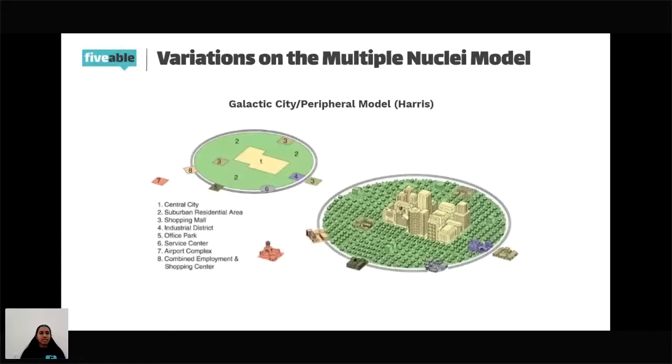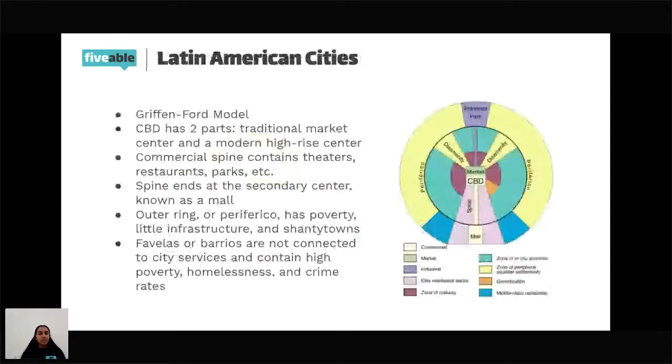Yeah, I think Texas cities are pretty much like this from what I've seen. Yeah. And the Galactic City model is also a lot more accurate to what cities you see in America today. And moving on to global cities.